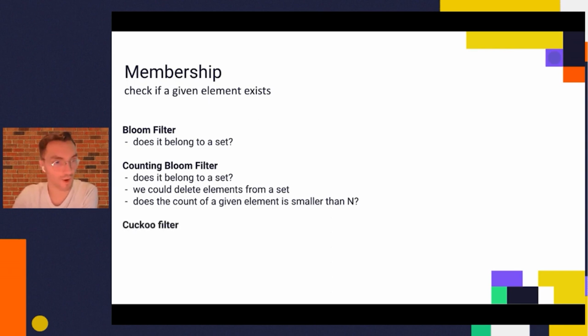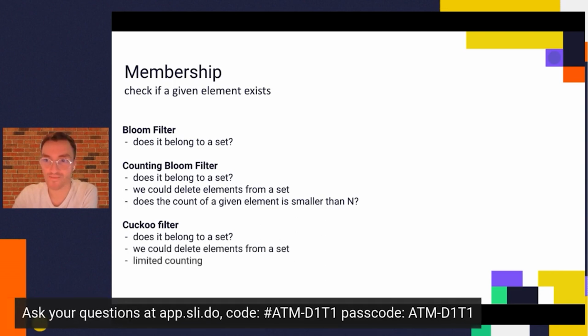And also we have the Cuckoo filter, a much newer data structure, which also tells us if something belongs to a data set. We could delete elements from a set, and we have some limited counting. So we could count elements, but only to some extent. And the Cuckoo filter is not so widespread in comparison to Bloom filter because it's much newer. The advantages of Cuckoo filter are that in most use cases it will be more memory efficient and faster.